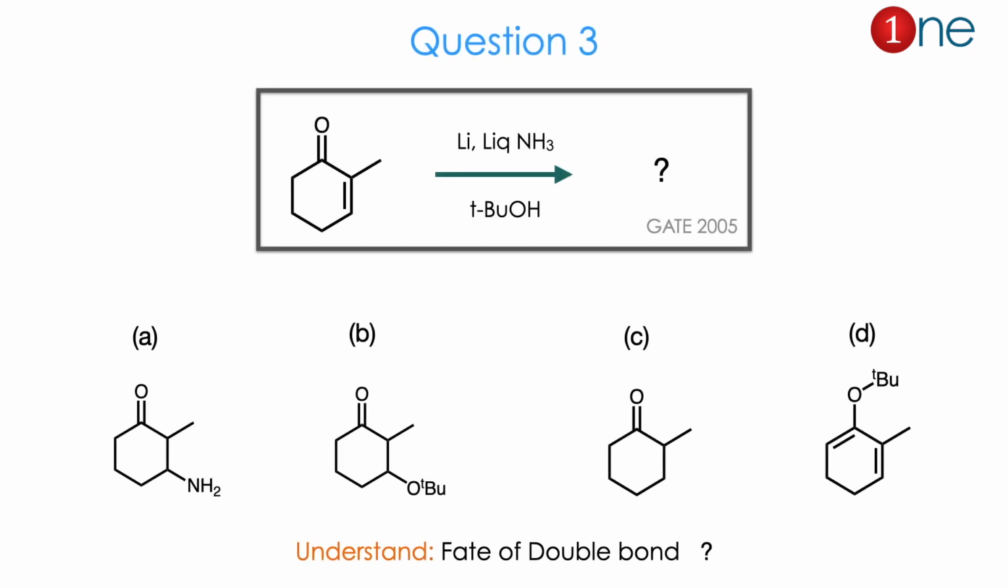Then question number 3. The starting material is a conjugated ketone which has 1 methyl. You are using lithium in liquid ammonia and tertiary butyl alcohol. They ask you to find the product. The products mostly differ in what happened to the double bond: whether the double bond is reduced, or amine formation by ammonia, or tertiary butoxide substitution, or just elimination of the double bond, or the creation of conjugation. The answer is C. Let us see how.